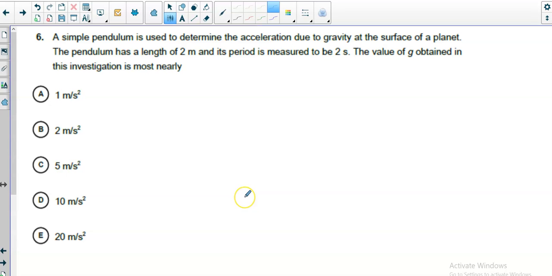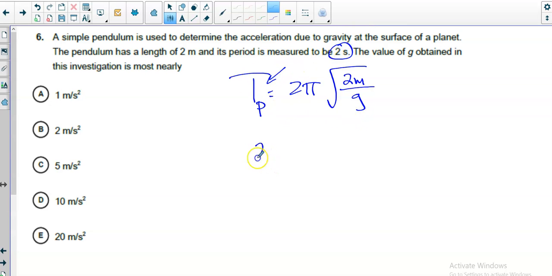A simple pendulum is used to determine the acceleration due to gravity on the surface of a planet. The pendulum has a length of 2 meters and its period is measured to be 2 seconds. What is the value of g? So, the period for a pendulum is 2 pi square root of the length of the pendulum, which is 2 meters, over g. So we're solving this for g. This here is the 2 seconds. So I have 2 equals 2 pi square root of 2 meters over g.